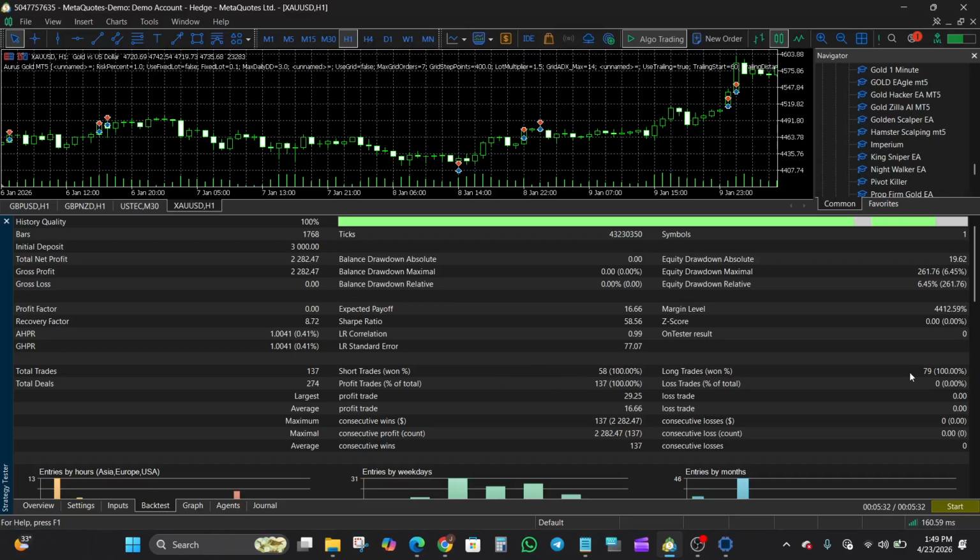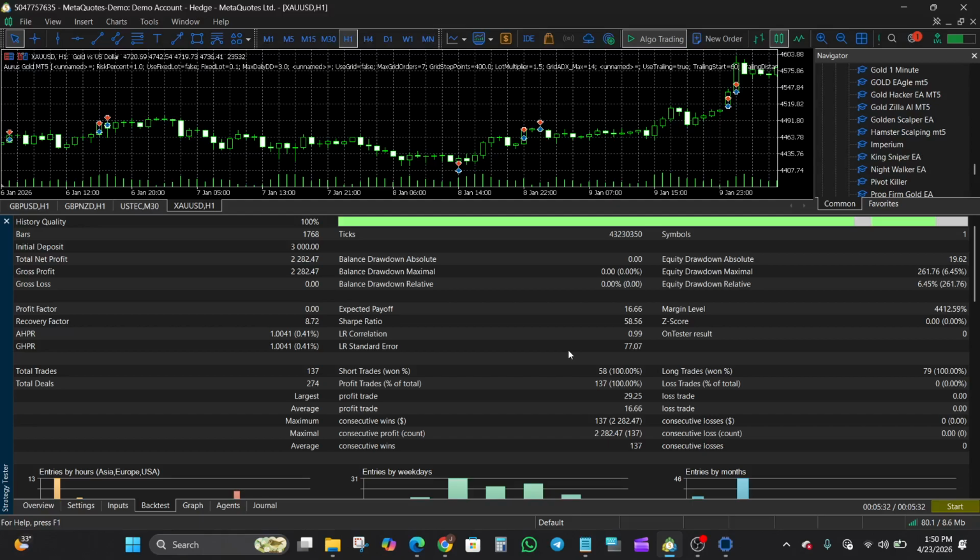And for our long trades, 79. Wow, this is just wow. All the long trades were also profitable. So what that means is that there was not a single losing trade out of 137 trades during the period of 3 months and 3 weeks. All right, because we can see now that the average profit trade was $16.66. There was no losing trade, 0.0 for the largest loss, but the largest profit trade was 29.25. That's pretty amazing, right? But remember that past performance does not guarantee future results.